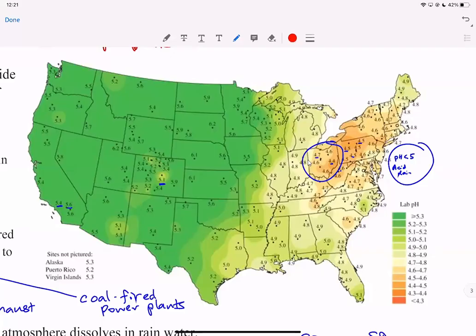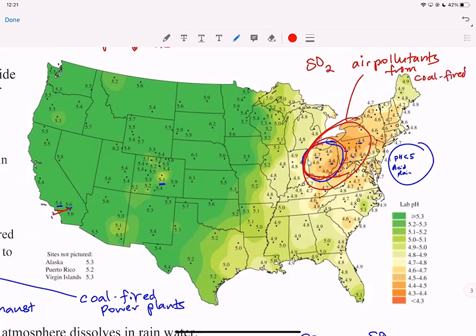Why is it that over here in Ohio there's acid rain, and over here in LA there's not? Well, remember, going back to this, it's because this is where you have those air pollutants, which are the sulfur dioxide coming from coal-fired power plants. Those coal-fired power plants are factories in Pennsylvania and Ohio. You remember Pennsylvania had air pollution because of steel. There are a lot of steel factories that burn coal in order to manufacture steel.